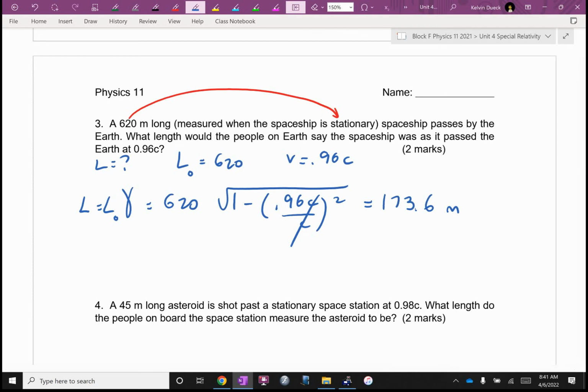Will the people on the spaceship notice that? Will they somehow notice that the spaceship is shorter? Why not? How fast is the spaceship traveling relative to them? 0. And so they'll be shorter. Time will be shorter. They won't notice anything. In their reference frame, everything is normal. That's why we don't notice relativity in our everyday lives as well, because we're all in the same reference frame.